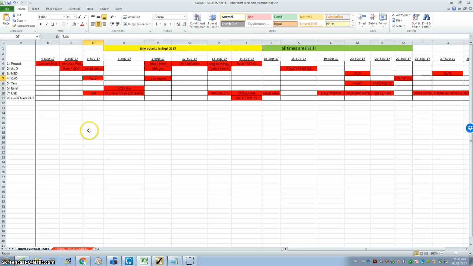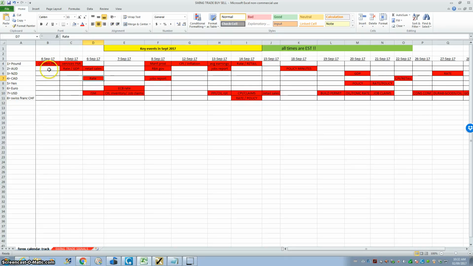Now, what I have done here in this Excel sheet is, in Forex Factory, you have what are called high impact events. So that's why these are all in red. So in the month of September, in the coming month, this is how you should be trading.